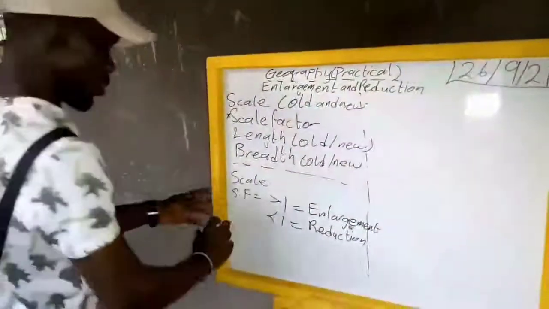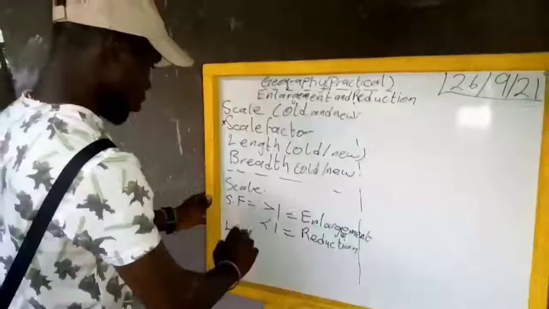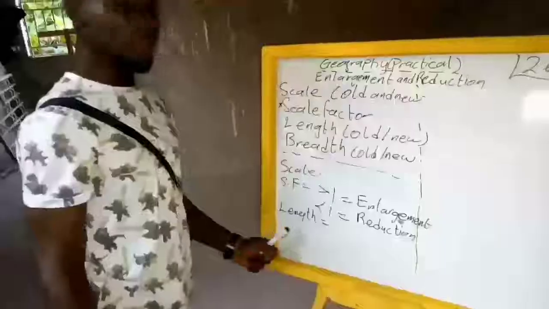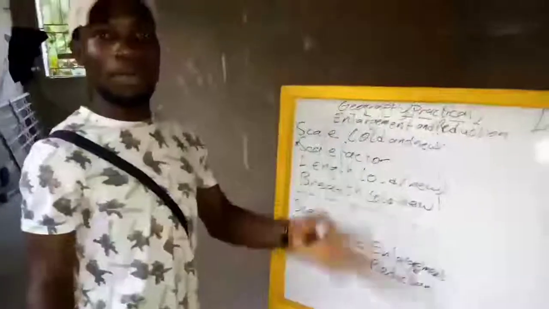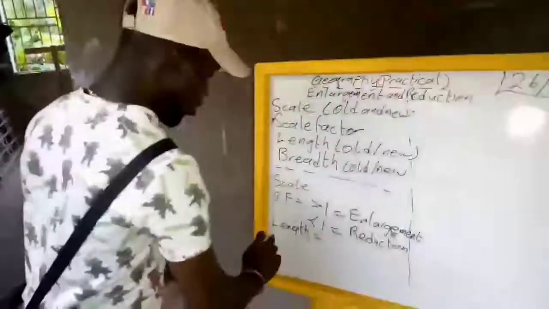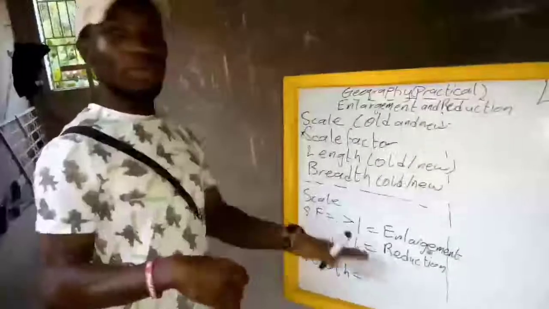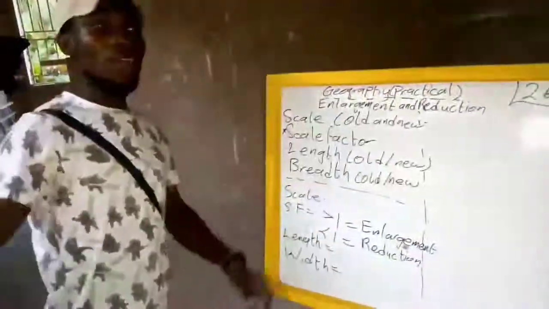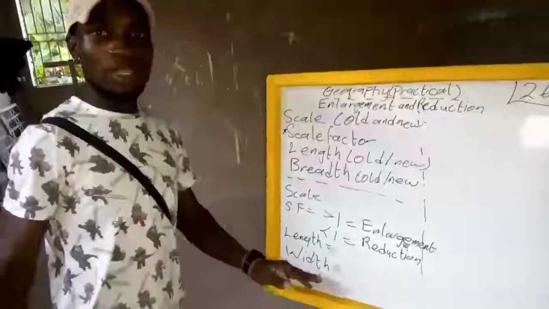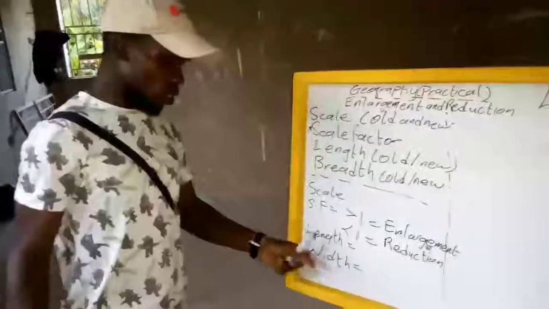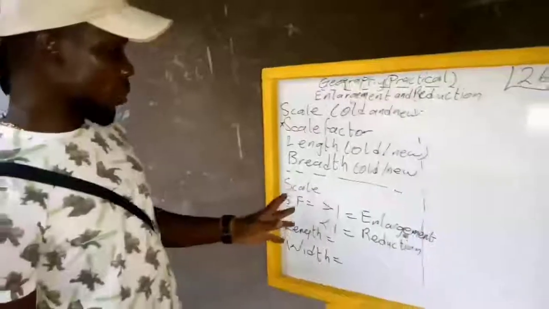The length is the vertical form of the map you are going to enlarge or reduce. And likewise the width, or the breadth, is the horizontal sides of the map you are going to enlarge or reduce.